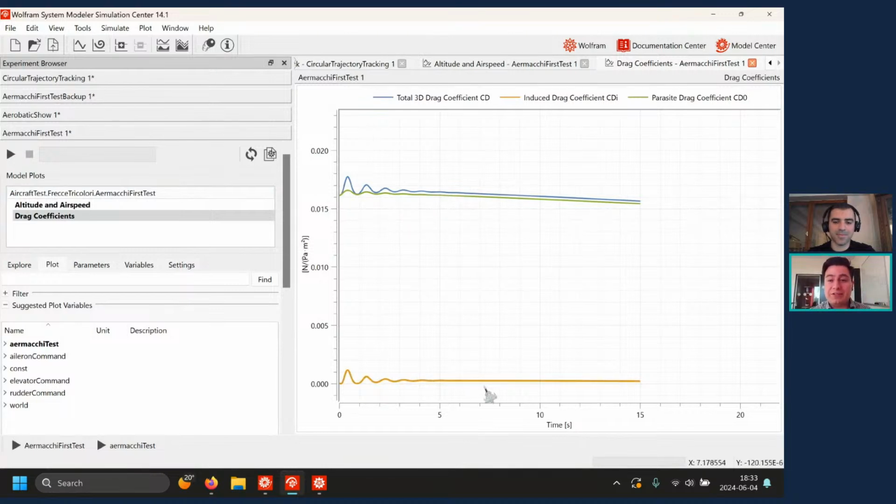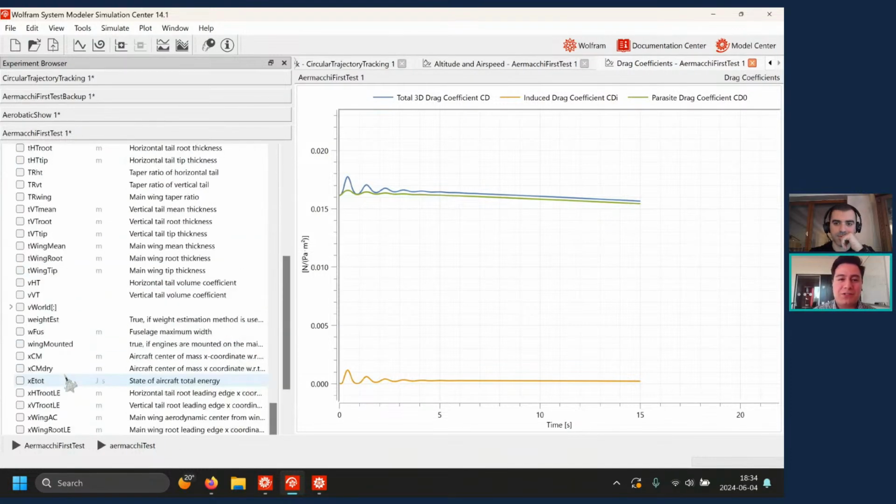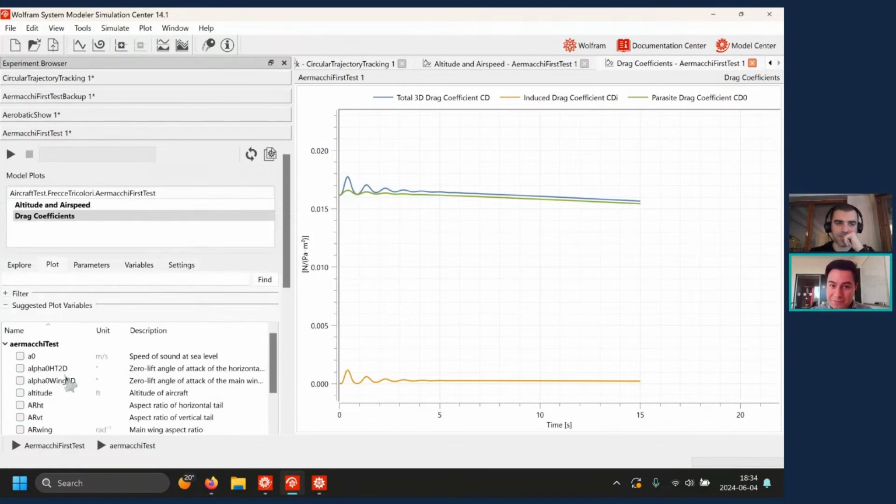You have both the induced and the parasite one, which, of course, with this airplane going so fast, the parasite is expected to be the largest one, and the total drag coefficient. This should not be considered completely precise because, again, this is not an aerodynamic simulation. But just like that, you can plot and get information about a ton of elements that you might want to plot, including fuel consumption, the load factors and stuff.